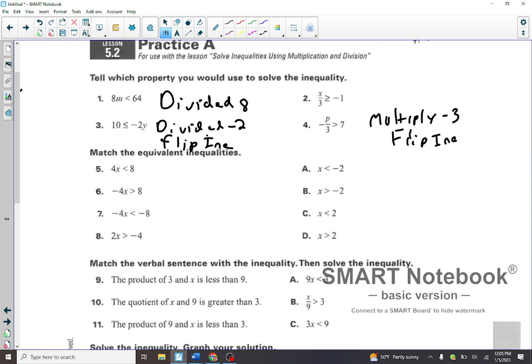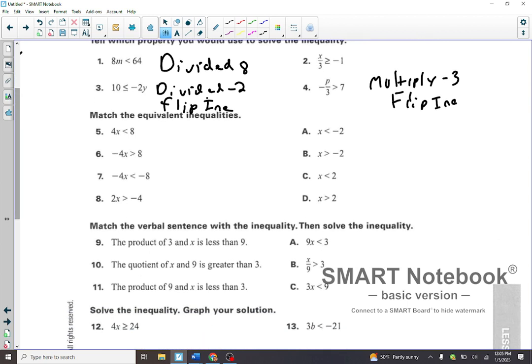Okay? So for number 5, I would divide 4 on both sides. X is less than 2. So that'll be option C.